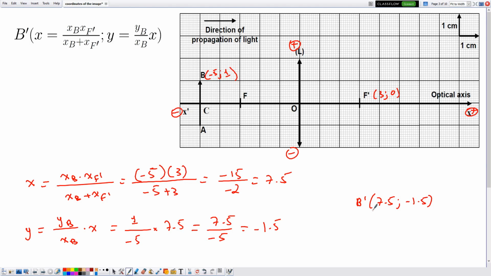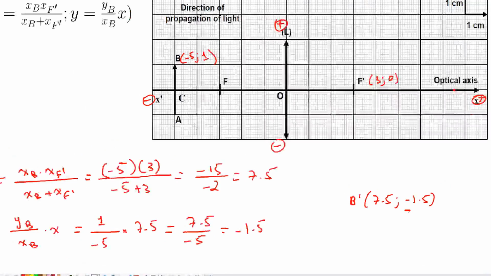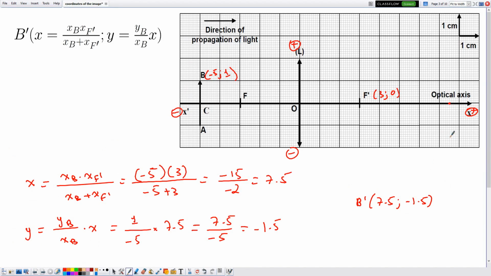So now let's locate the point B', the image of B. If we count 1, 2, 3, 4, 5, 6, 7, 7.5, and we count 1.5 divisions but downward because we have a minus sign here. So this will be the point B' of the object B. So now let's erase everything.